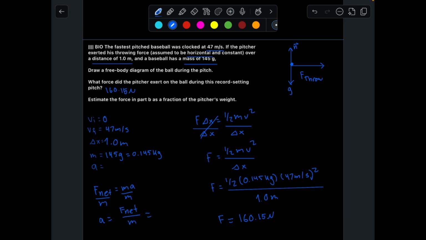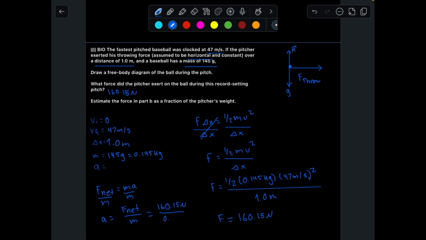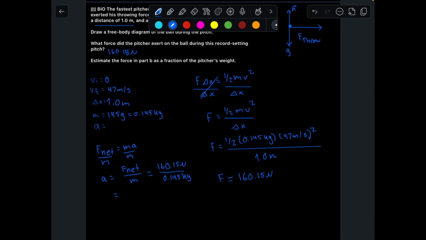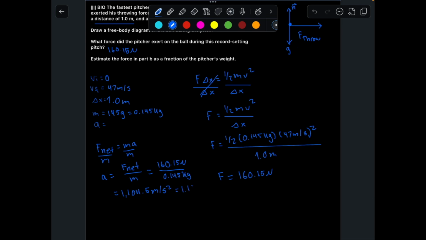Our net force is going to be 160.15 newtons. We're going to divide that by our mass of 0.145 kilograms. And that gives our acceleration a value of 1,104.5 meters per second squared. This is a huge number. We'll actually simplify it to be like 1.10 times 10 to the third meters per second squared. It's getting kind of messy. We'll actually write that up here as well.